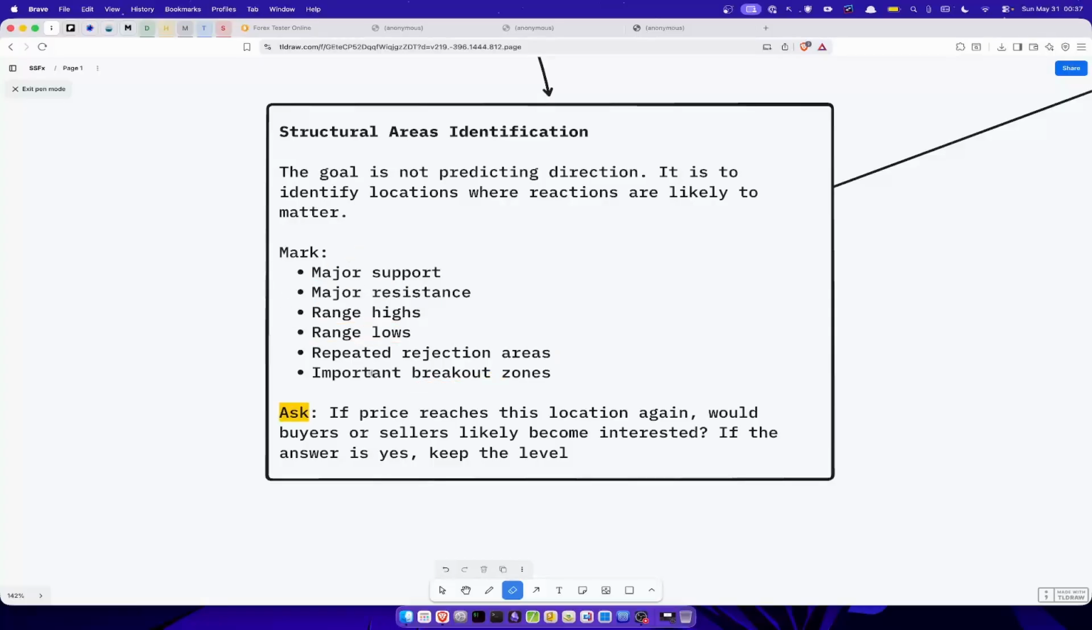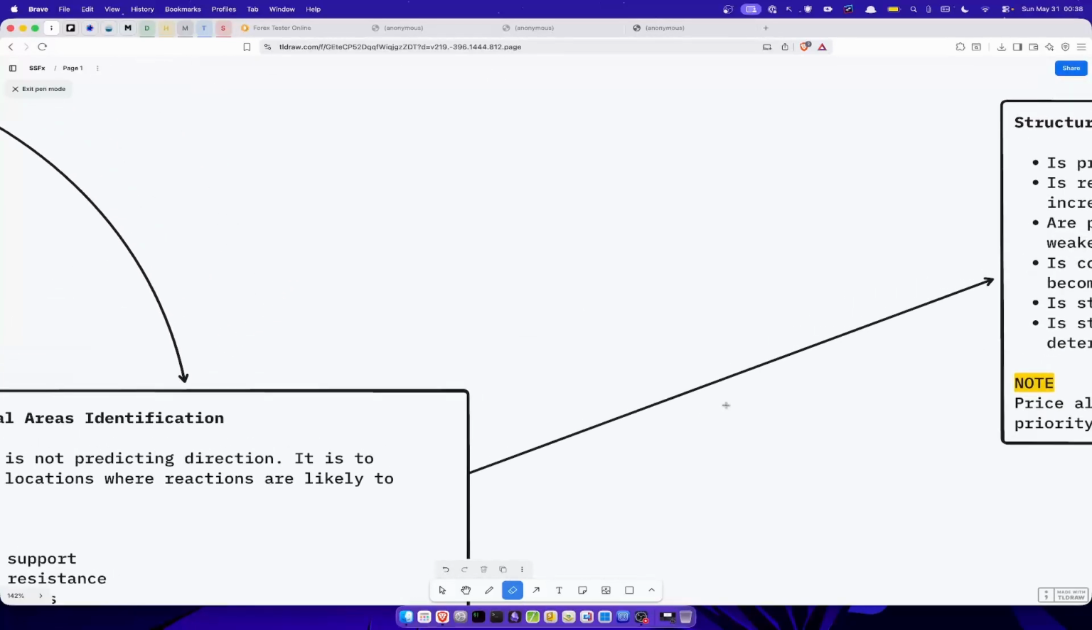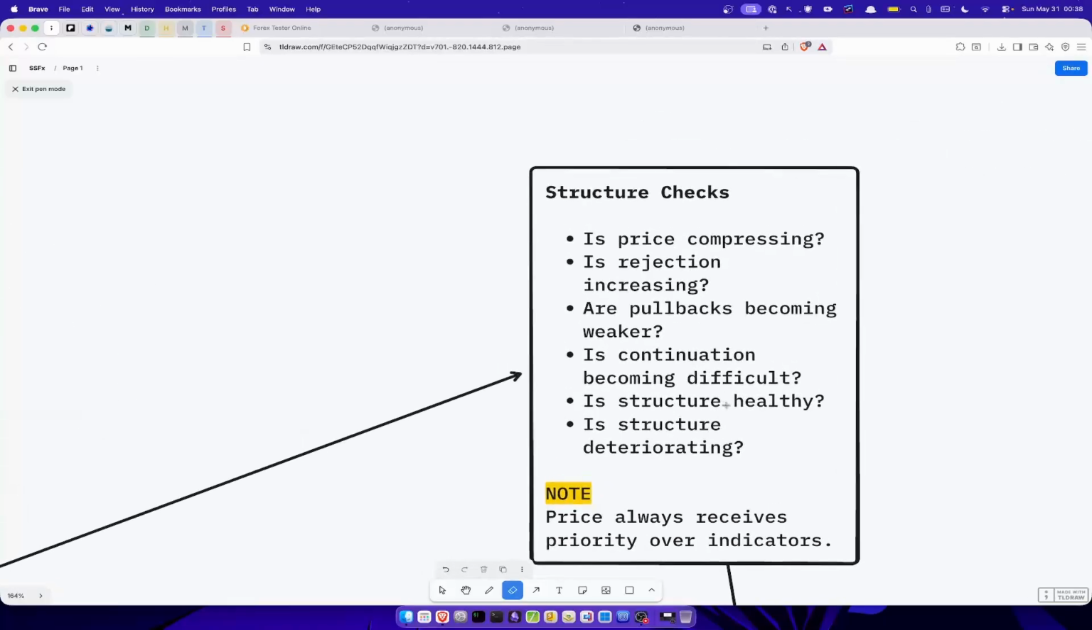Essentially, the main question that we ask ourselves is, if price reaches this location again, would buyers or sellers likely become interested? If the answer is yes, then we keep those levels. If the answer is no, then you can just disregard those levels. But at the end of the day, we want to always focus on these levels. Otherwise, as we are focusing on those levels, we just wait.